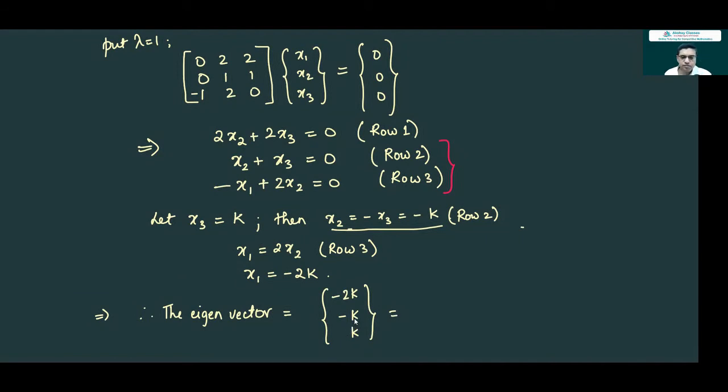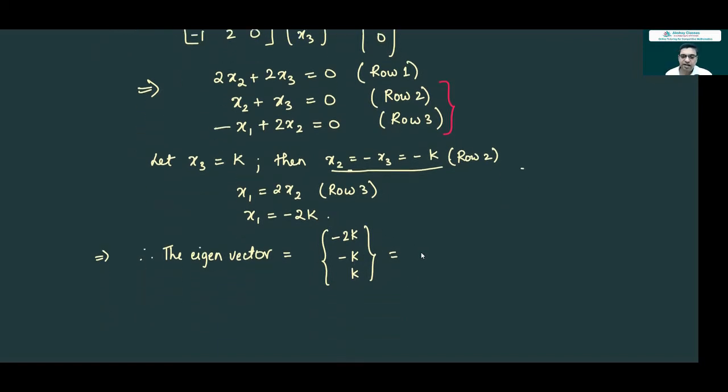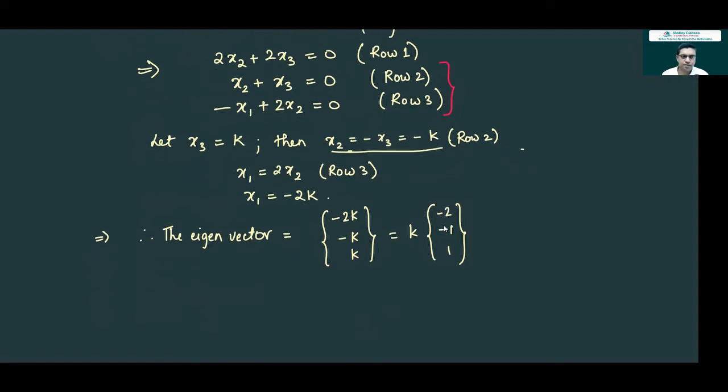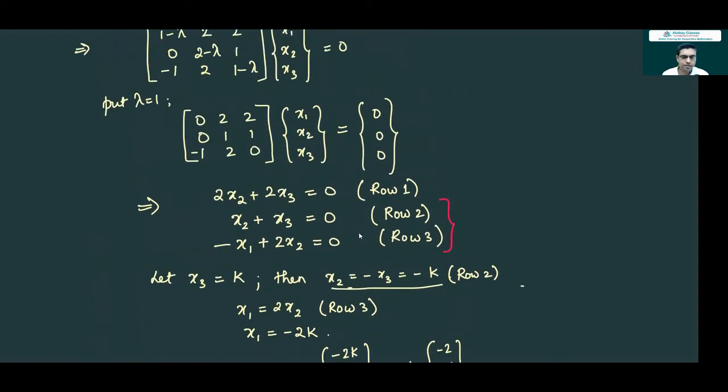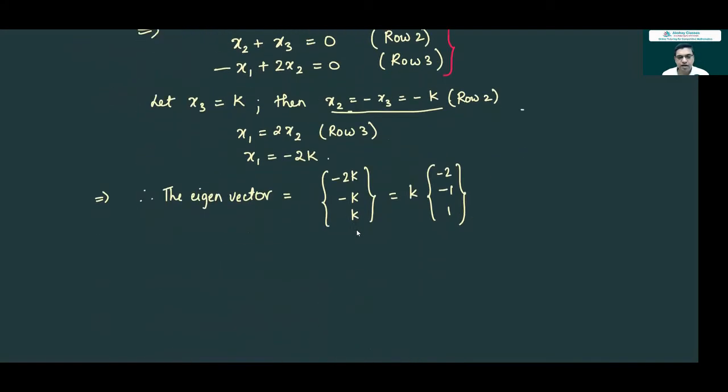So now what do we get? You can take out k. You get minus 2, minus 1 and 1. So this is one of the eigenvectors. Okay, this is one of the eigenvectors.